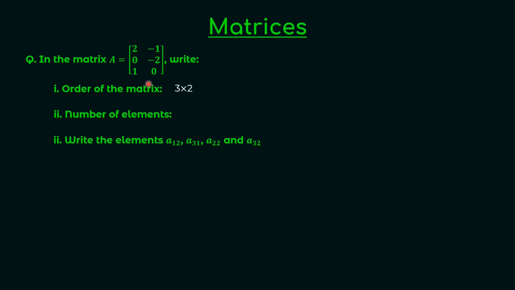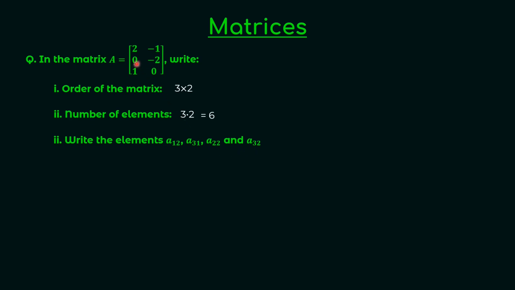But it is better to use a formula, right? Number of elements is nothing but number of rows into number of columns. And here there are 3 rows and 2 columns. So 3 into 2, which gives us 6. And now the elements A12, A31, A22 and A32.